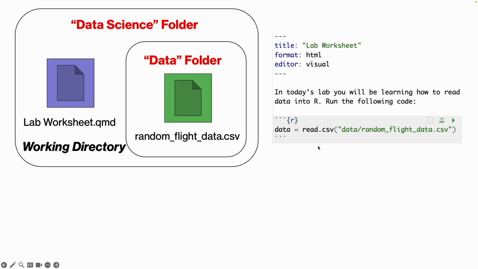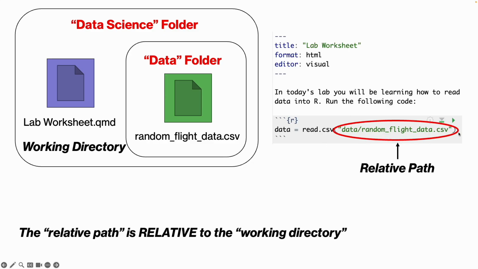If this is the working directory, this part that we circle here is called the relative path. Now, what do we mean by a path? Well, it's a path because it directs R to where we can find our data. And why do we call it relative? Well, we call it the relative path because the path is relative to the working directory, so it's relative to the data science folder here.